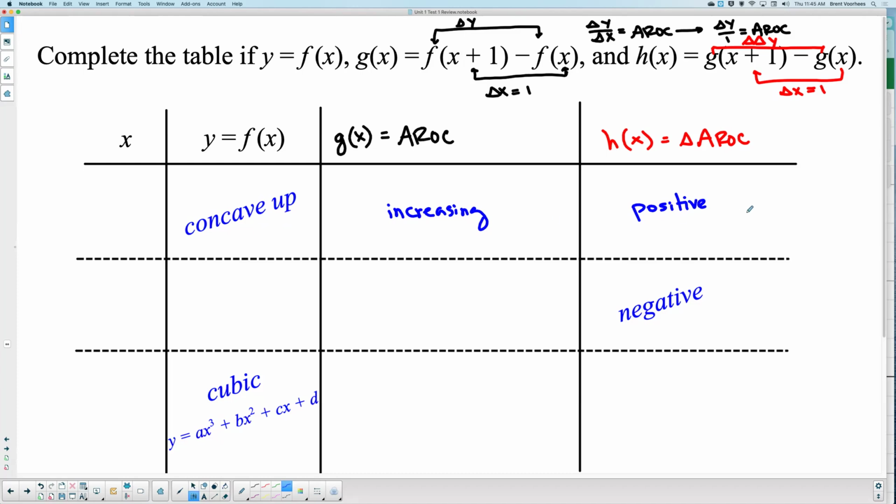You need to know that relationship. We'll call that relationship number 1. You need to know this relationship. Okay, let's go down here. We have relationship number 2. This says the change of the AROC is negative. If the change of the AROC is negative, what has to be true about the average rate of change? Decreasing. This has to be decreasing.